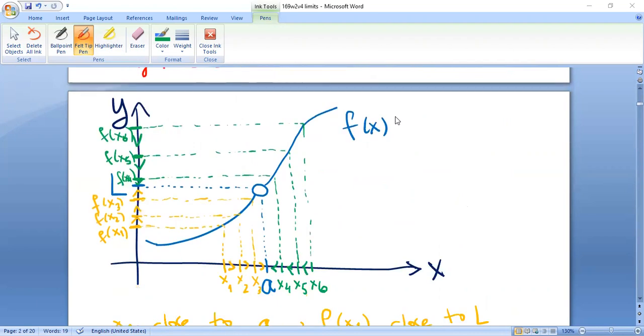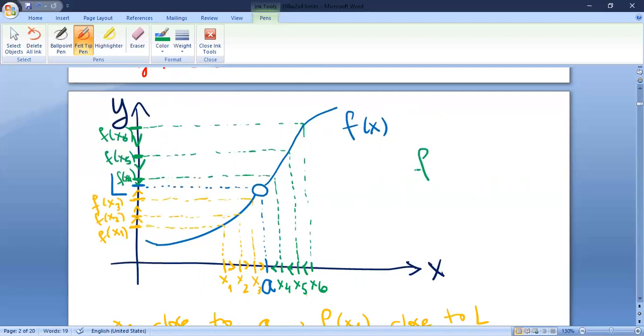Here is a pictorial description. Let's say we have a function f of x. This circle here means f is not defined at a. It can also be defined, but the limit doesn't care about whether the function is defined or not. It cares about what happens to the output values of the numbers around a.